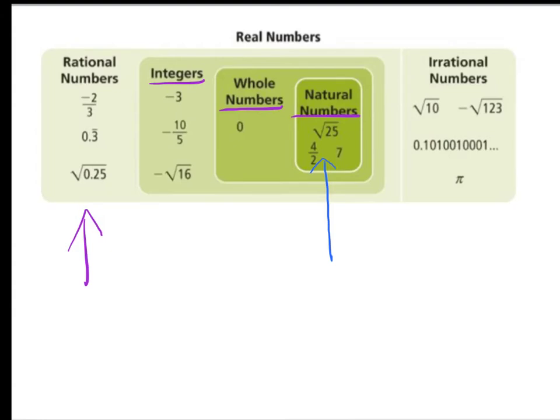And on the other side are the irrational numbers. For example, like radical 10, negative square root of 123. Pi is a really nice one. It goes on forever. There's no pattern to it, so that's what makes it irrational.